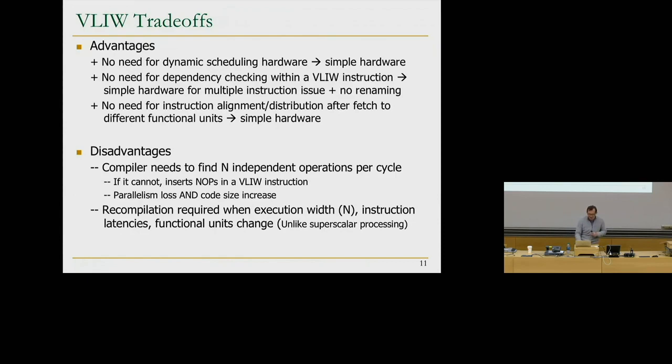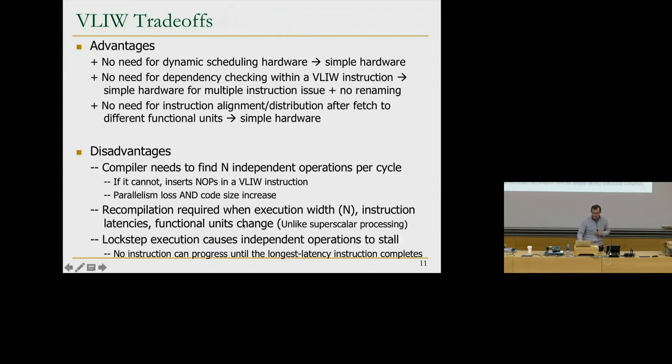This is very much unlike superscalar processing. So Intel, with their IA64, tried to fix this also. They actually tried to specify these bundles in a more flexible manner, such that you reduce the need for recompilation. And they actually had very good ideas in that, but it didn't work out in the end.